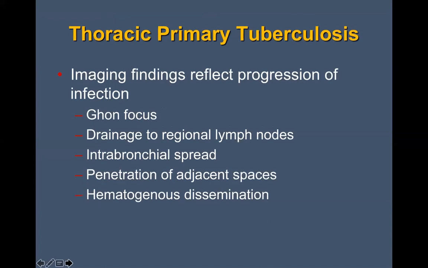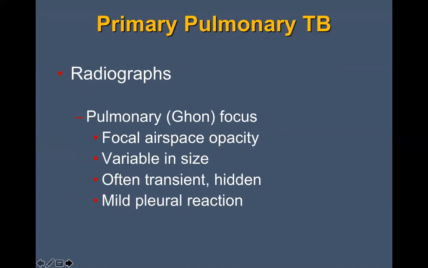Primary TB in the chest, the imaging findings really reflect what you know is going on with TB. It starts with a small focus, the Ghon focus in the lung, which quickly drains to the regional lymph nodes. But it can be progressive and can spread either by intrabronchial spread, hematogenous dissemination, or actual direct penetration of the pleural space or the pericardial space. And all of these things can have manifestations on the chest radiographs. Chest x-rays need to be of good quality, of course, and I'll show you some examples of when they are and are not.